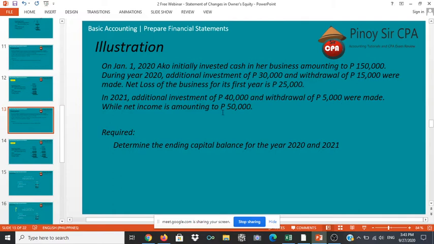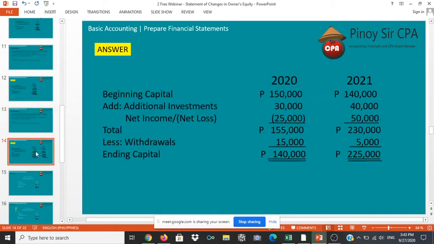Net income, okay. This time, nagkaroon siya ng net income amounting to 50,000. So, balik lang tayo sa computation. So, inadd natin additional investment ng 40,000. Then, we add the net income, 50,000. That gives you, in total, 140 plus 40 plus 50, 230,000. Okay? Do we have withdrawals for 2021? Yes, 5,000. So, deduct it to arrive at the ending capital for 2021. And that is 225,000. Madali lang po.